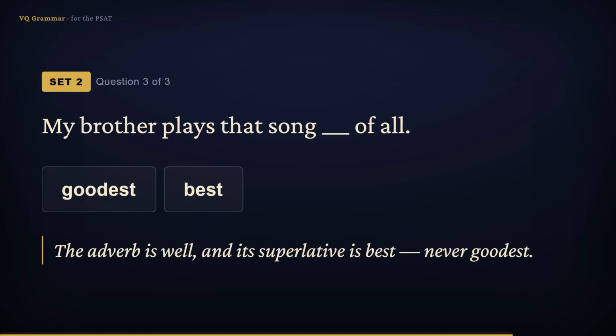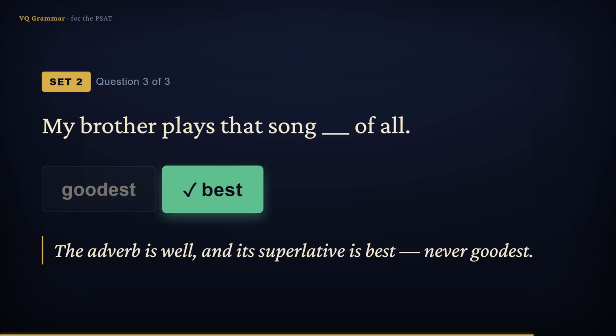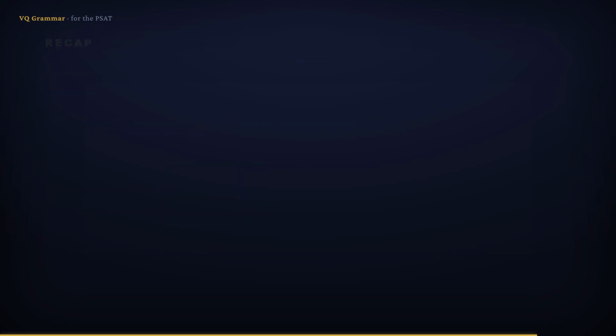The phrase of all signals a superlative, but the adverb here is well, and well is irregular. There's no such word as goodest. The superlative of well is best, so the answer is best.